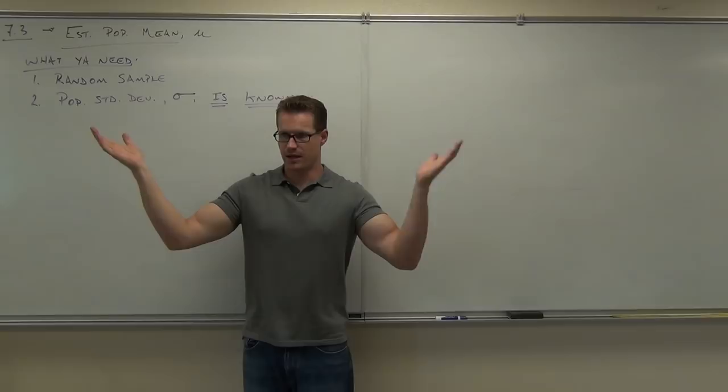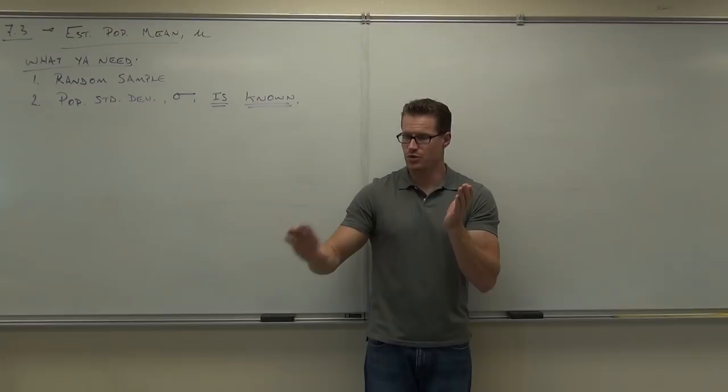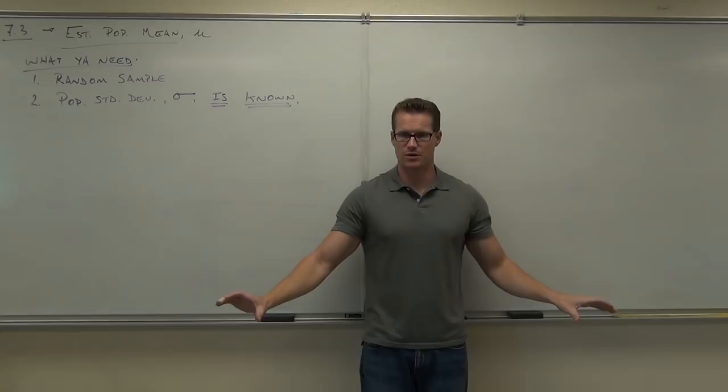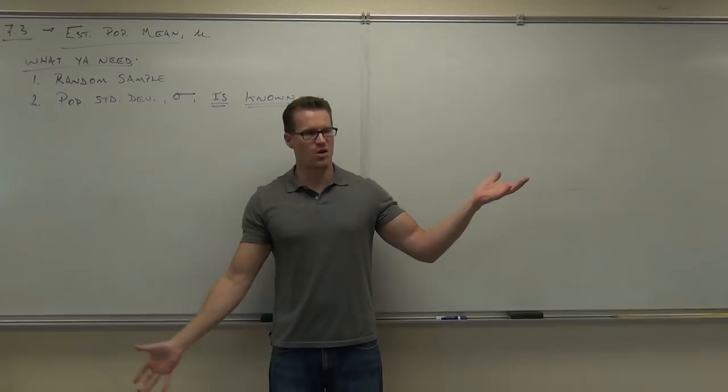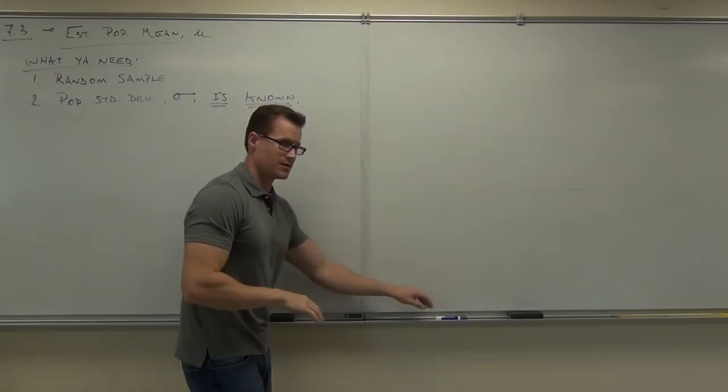In means, you've got two scenarios. You've got sigma, population standard deviation is known, you do one thing. You've got population standard deviation unknown, you do another thing. So there's pretty much three scenarios. Proportions, all the same. Means, differences: standard deviation known, standard deviation unknown. We're dealing with the known right now. In 7.3 and 7.4, you'll deal with unknown. You get the general idea there?